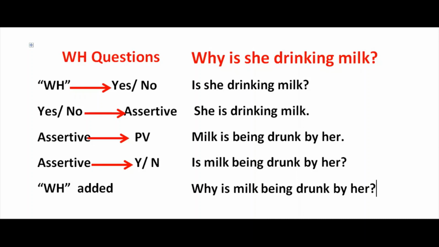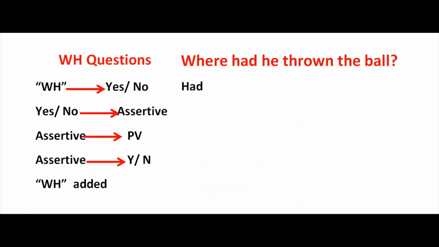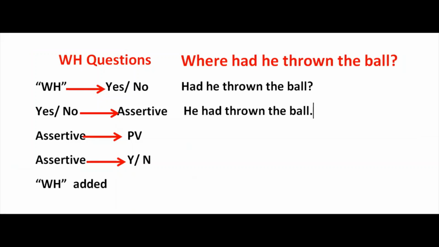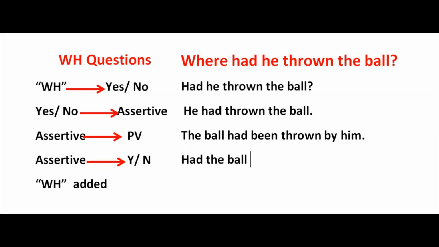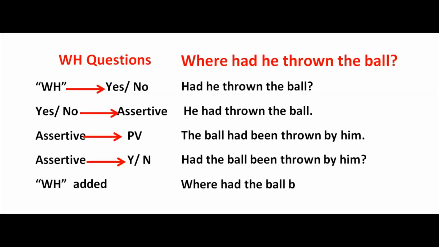Now let's see one more example. Where had he thrown the ball? So the yes or no question for this: had he thrown the ball? And the assertive sentence is, he had thrown the ball. And the passive voice for this sentence is, the ball had been thrown by him. And the yes or no question for this is, had the ball been thrown by him? And we need to add now the WH word. Where had the ball been thrown by him? Yes, we need to follow these steps to write any active voice sentence into passive voice sentence.